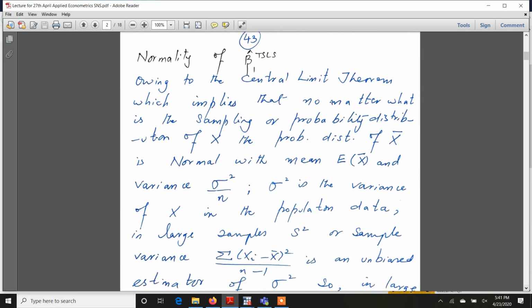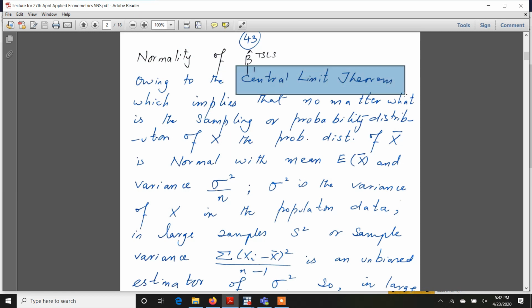So let's discuss the topic of normality of beta 1 hat TSLS. If you have a little bit of a background in statistics, good. If you don't, I think it's quite challenging to understand the concepts of econometrics. If you're challenging yourself and trying to dive straight into the ocean of econometrics, it's better that you learn some of the related terminologies. We have a theorem in statistics called the central limit theorem.